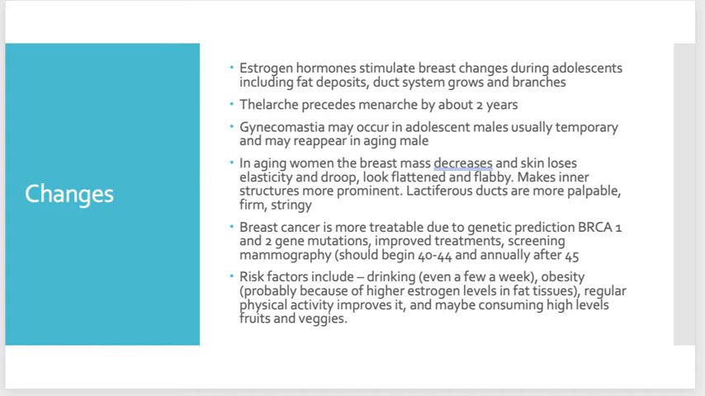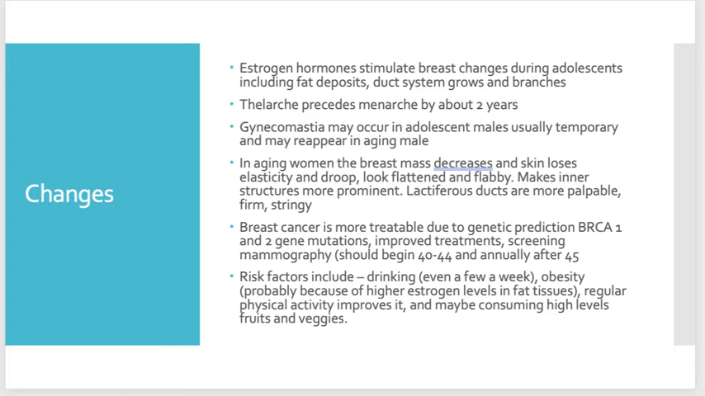In the aging woman, the breast mass is going to decrease and the skin is going to lose its elasticity and droop and look flattened and flabby. This is going to make the inner structures more prominent because those areas underneath that were previously hidden will be revealed by this flattened and flabby tissue that has less mass. And so you might see some underlying fibrous or even malignant tumors. And the lactiferous ducts are going to be more palpable, firm, and stringy also in aging women.